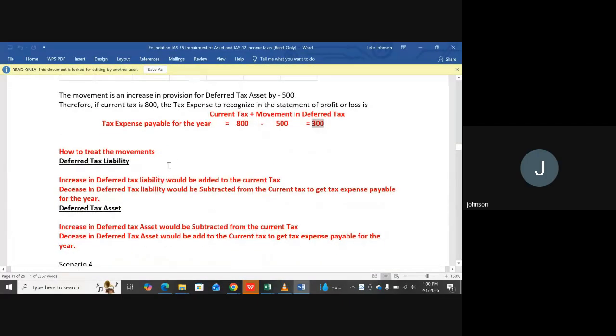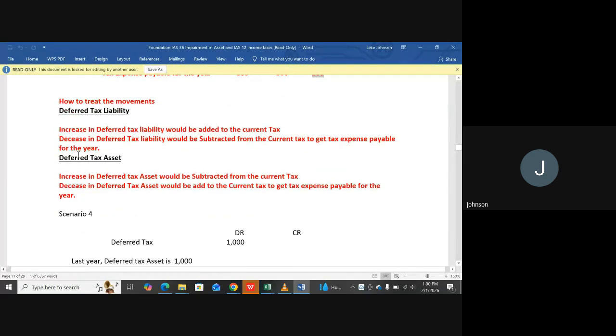So let's look at all this. How to treat the movement. We are looking at the theoretical part now. For deferred tax liability, an increase in deferred tax liability would be added to the current tax. However, a decrease in deferred tax liability would be subtracted from the current tax to get the tax expense payable.